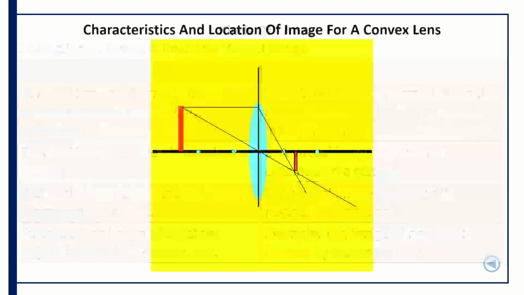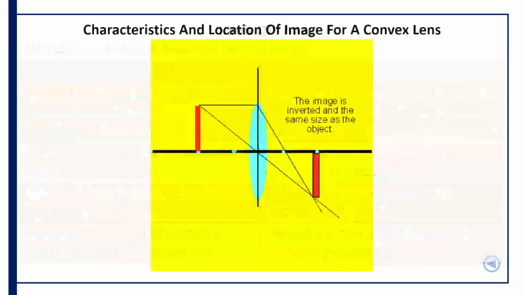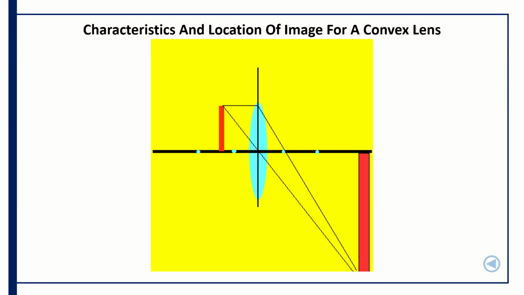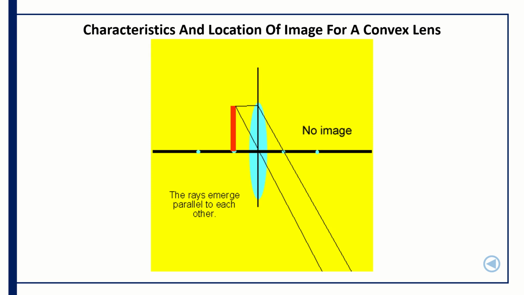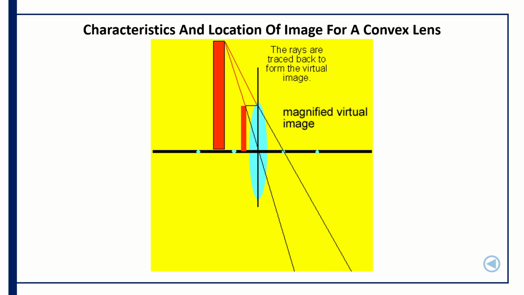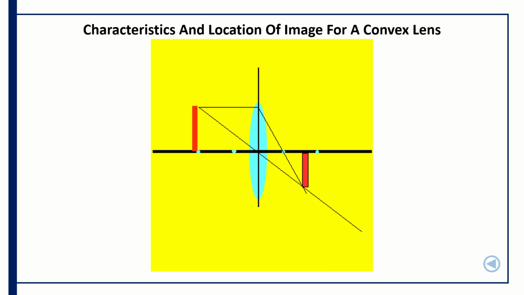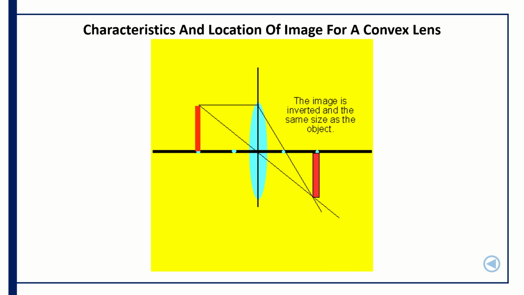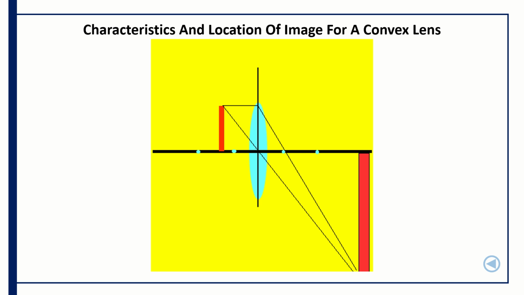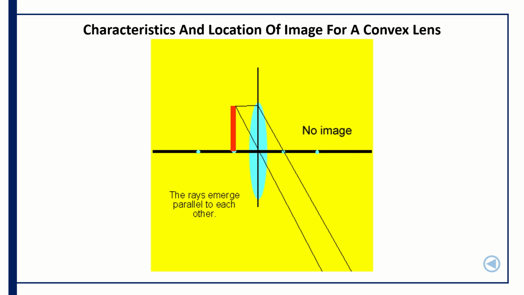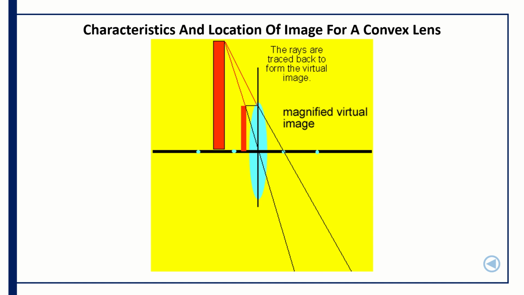Right? Now, the characteristics and location of image for a convex lens. So what is happening here? The object position is getting changed. We are changing the object position. So we are getting different natures and different types and sizes of images, right? So we are getting real images and virtual images out of a convex lens based on its position.